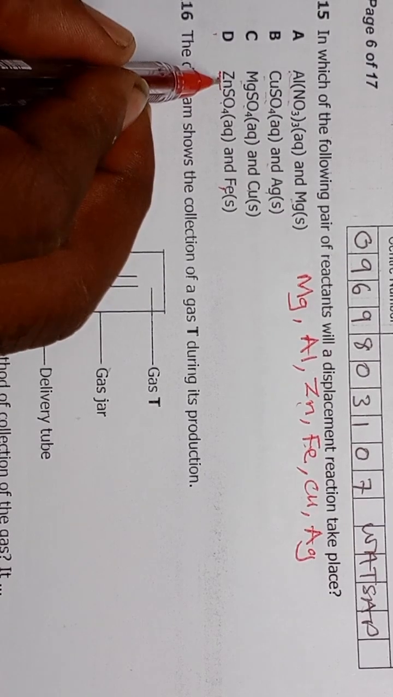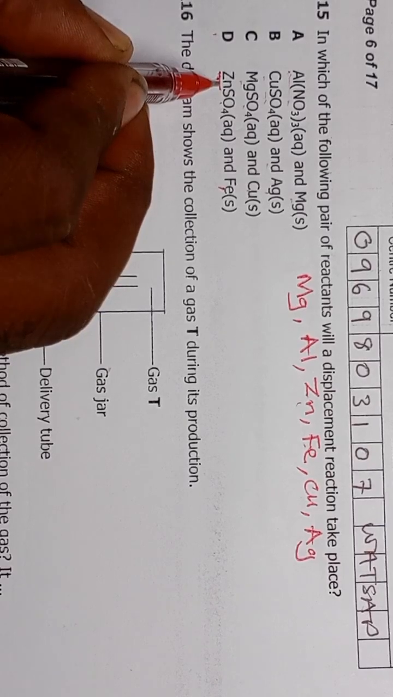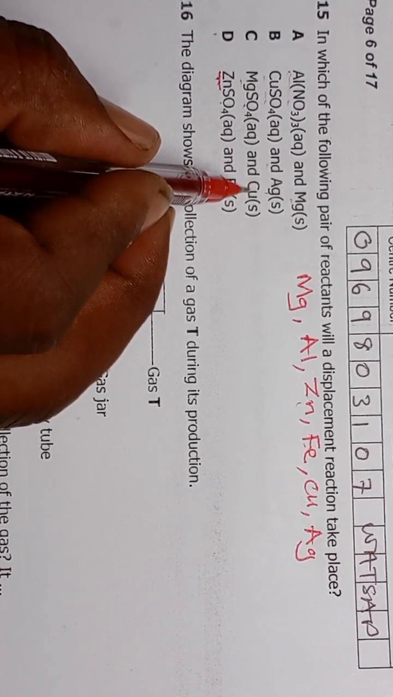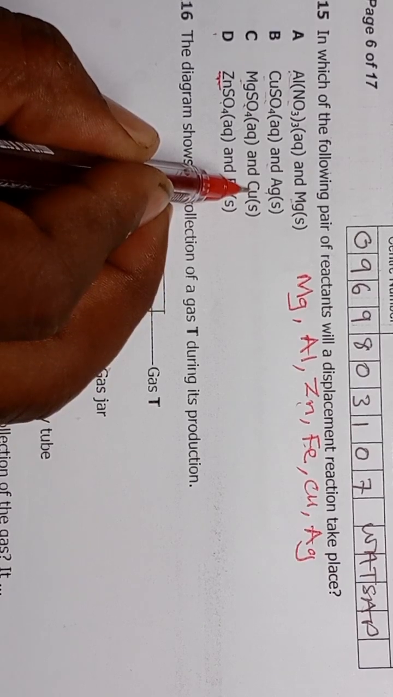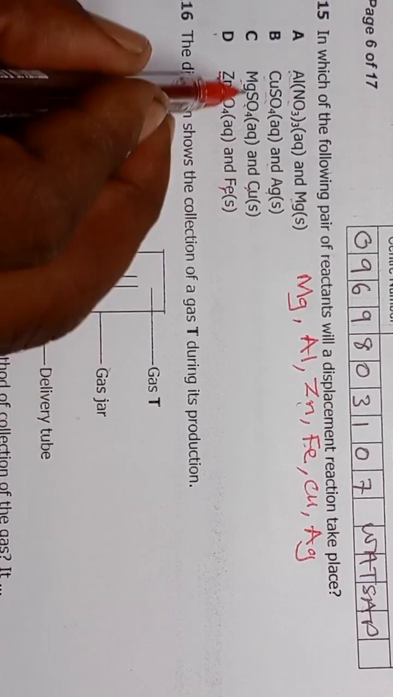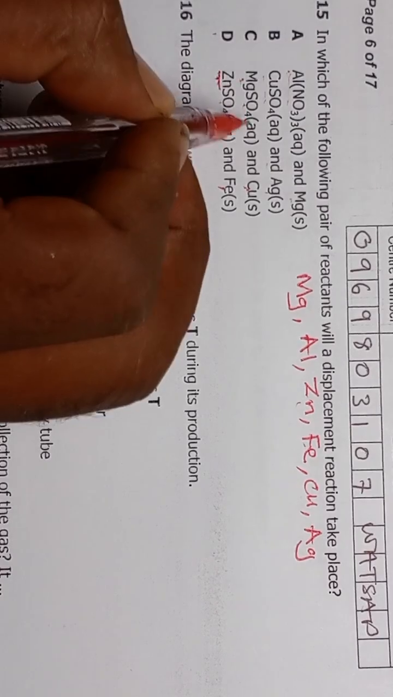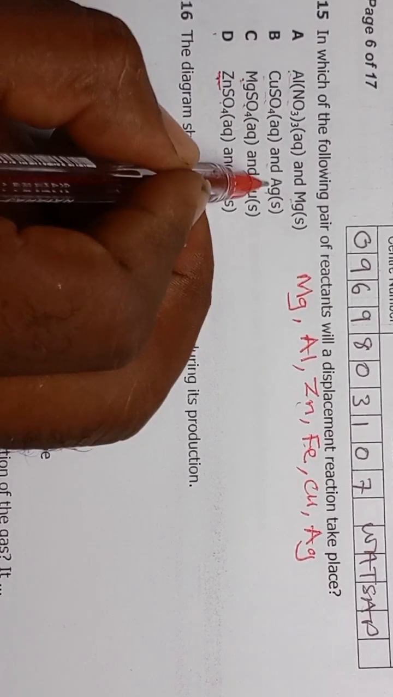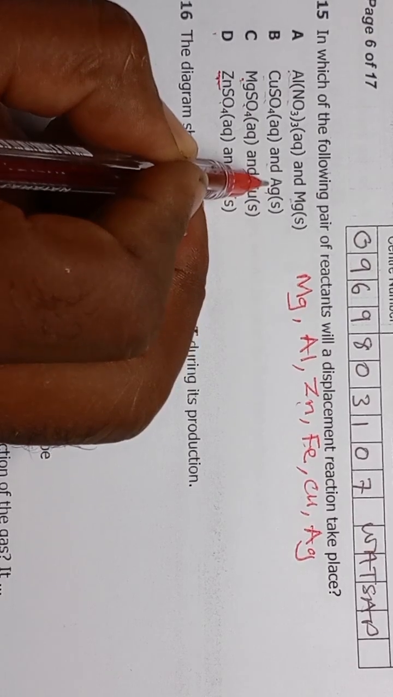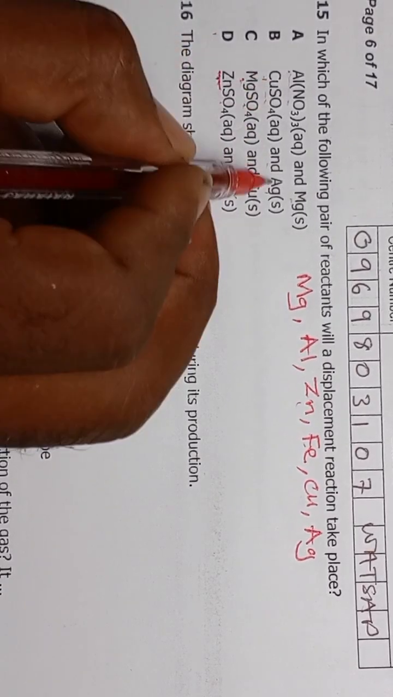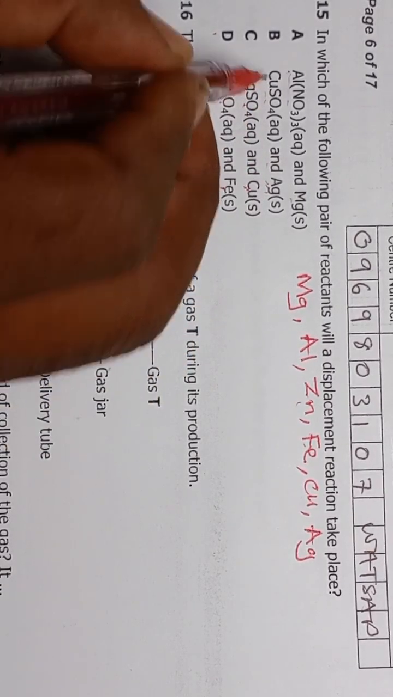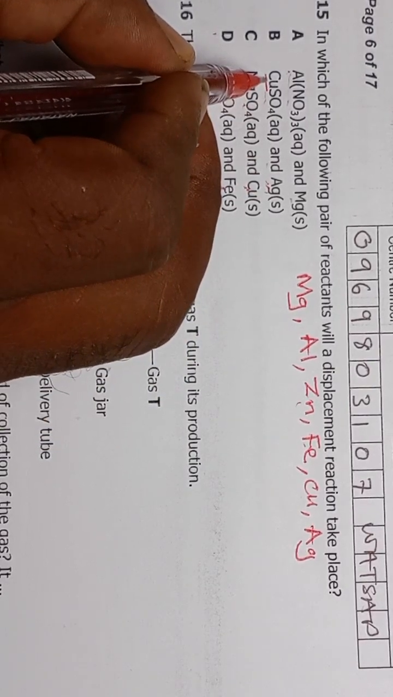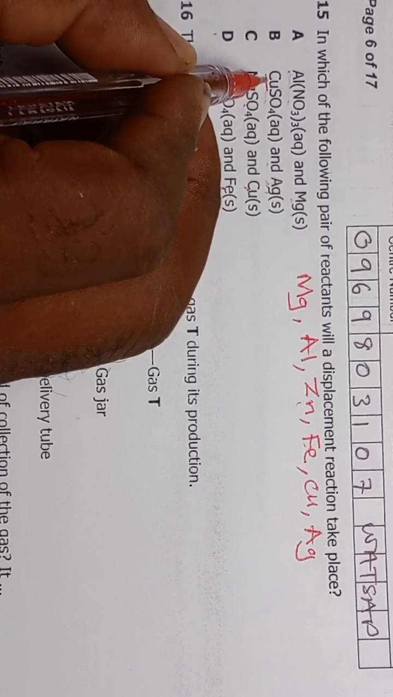So displacement here cannot take place. Magnesium sulfate and copper: copper is less reactive, so copper cannot take the place of magnesium. So displacement cannot take place here. Silver is less reactive than copper, so silver cannot take the place of copper. So here displacement cannot take place.